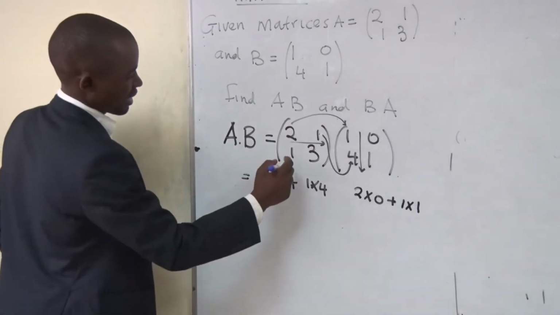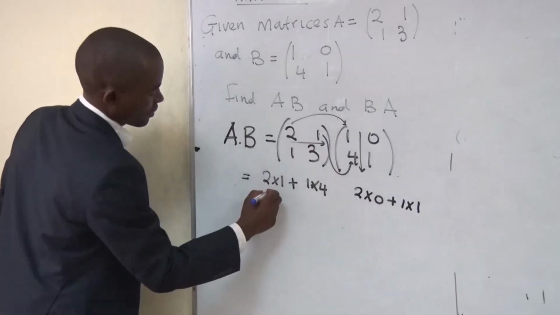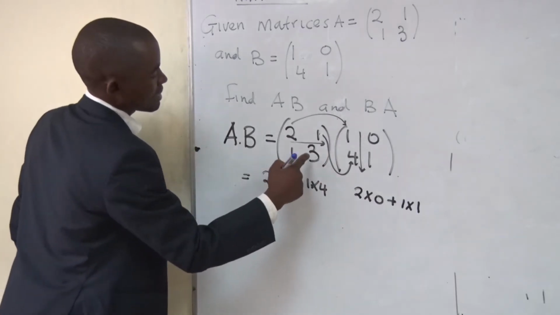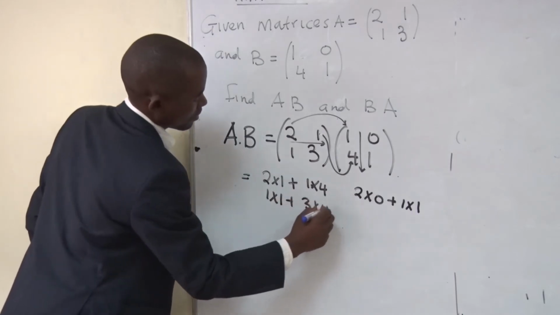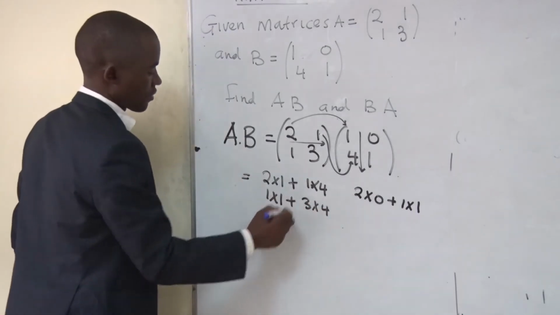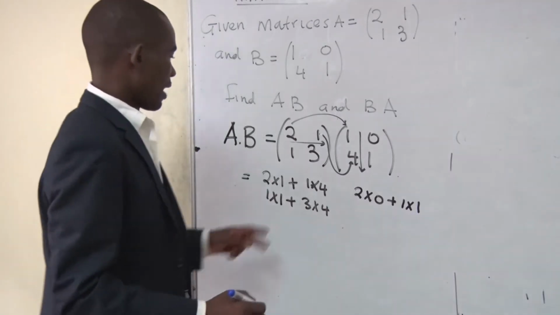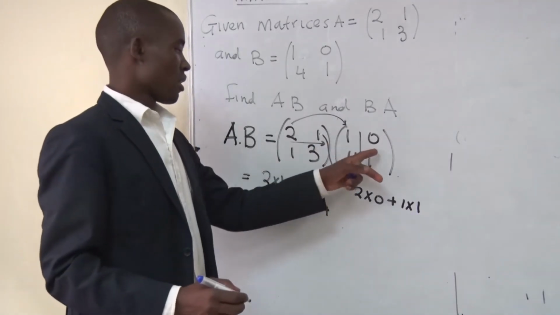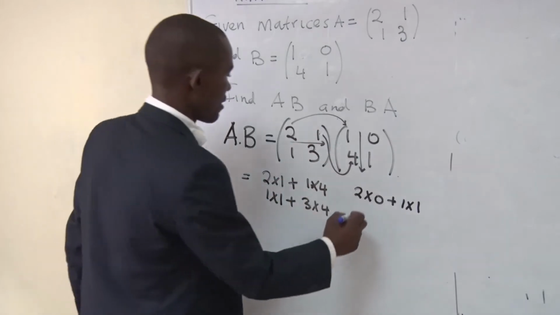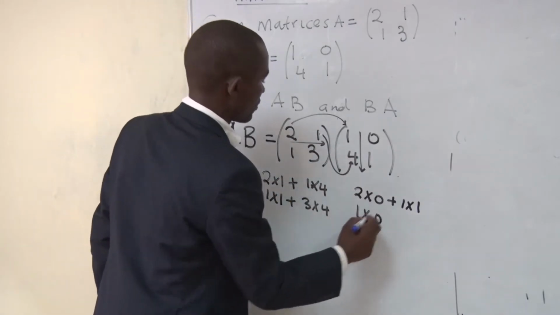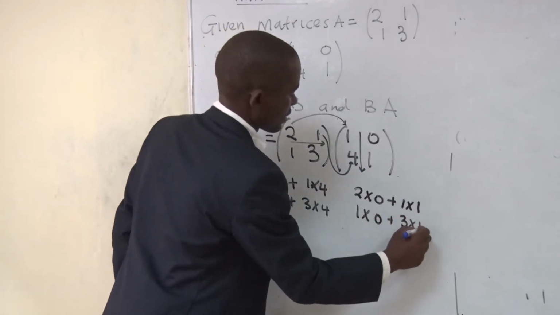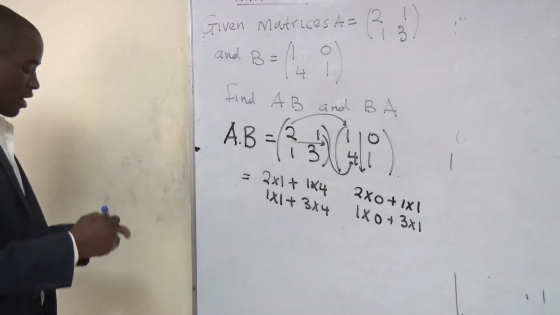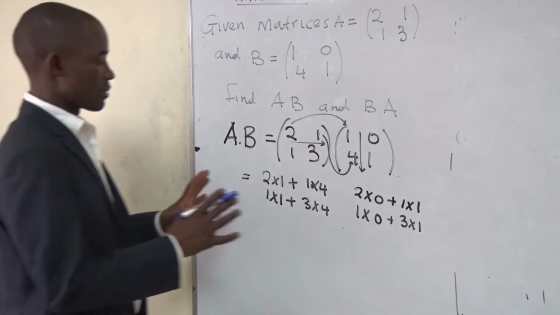So I will have to take 1 times 1 plus 3 times 4. I'm now done with the first column. I will now move to the second column, where I will have 1 times 0, 3 times 1. So I've now executed all the procedure.